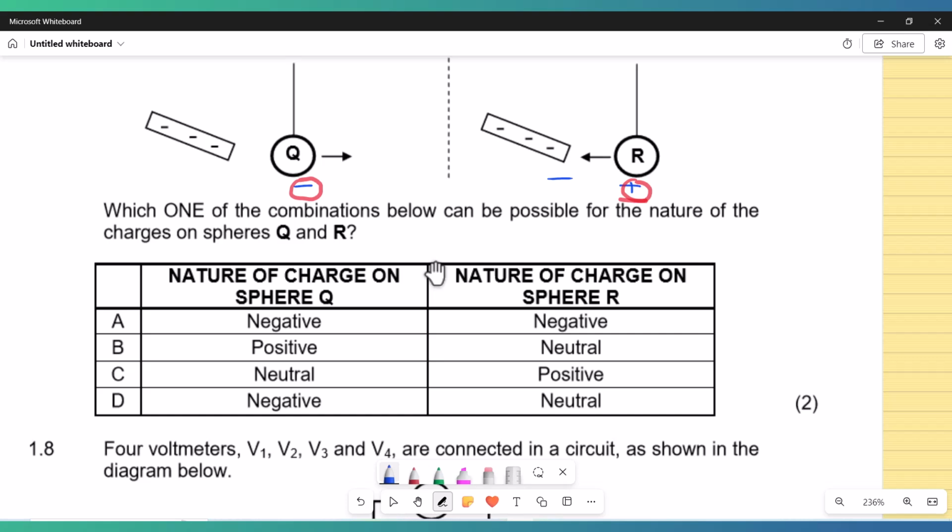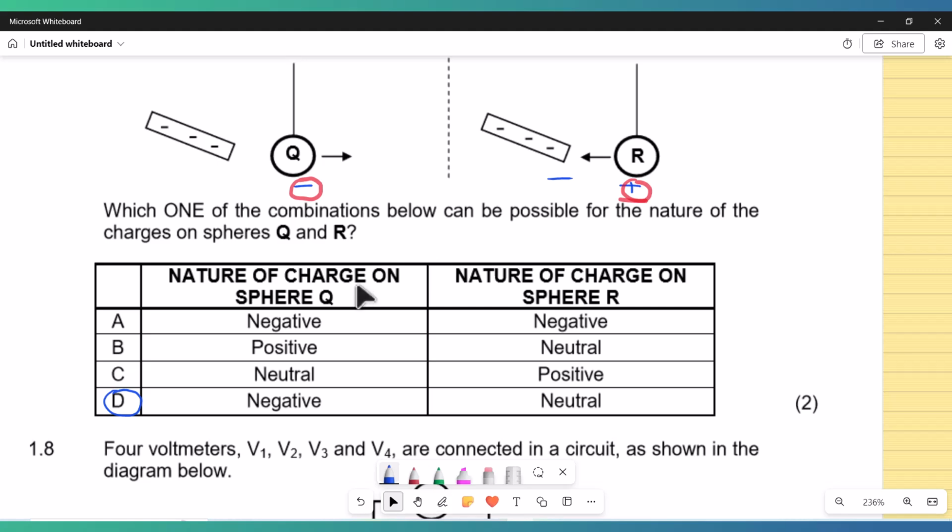The answer is D. I repeat, for repulsion we must have negative repelling negative, but for attraction, the negative can attract a neutral sphere by polarization, or can attract a positively charged sphere. So the answer is D, negative and a neutral.